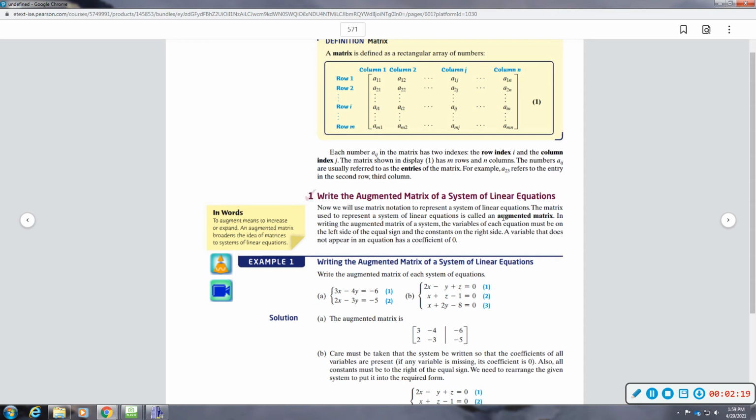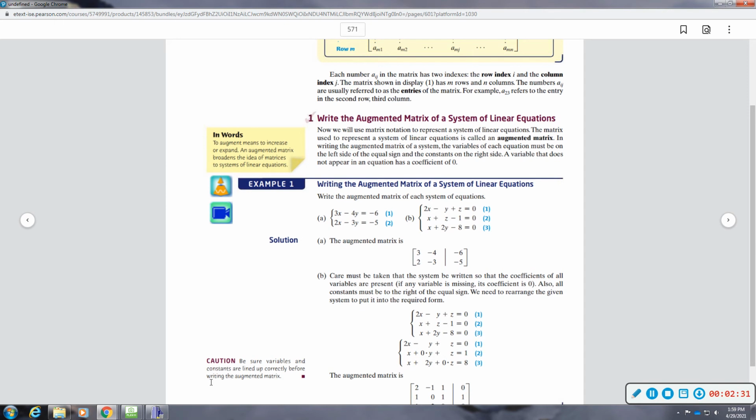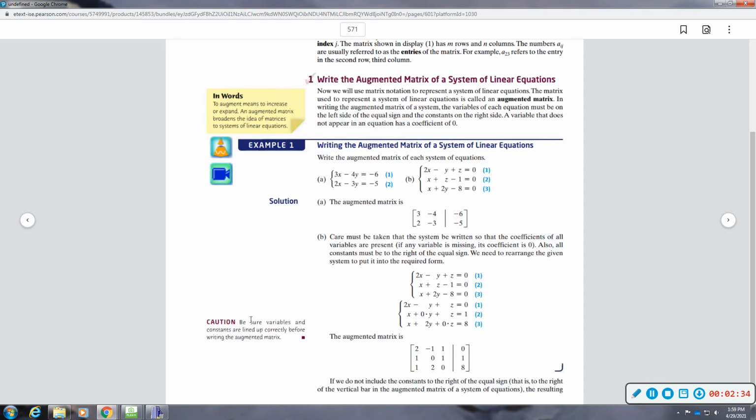So here's the definition of augmented matrix. One thing you do need to be careful of is over here in yellow words. It talks about what it is. You also need to be aware of this caution. Make sure your variables are lined up. So make sure x's are aligned vertically, your y's are aligned vertically, and then your equal signs are aligned vertically so that your number aligns on the right side. That needs to be true before you can set up your matrix. Otherwise, it will not work correctly.